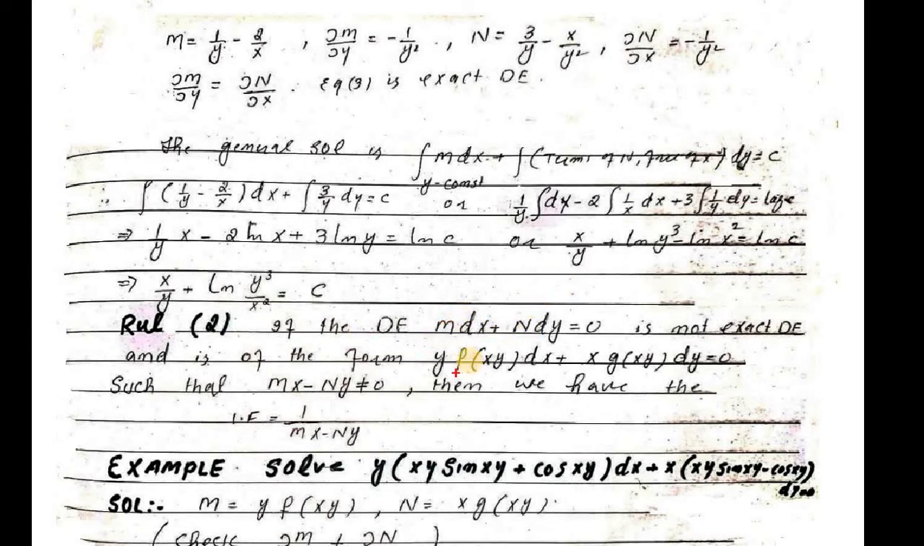If the differential equation is in this form, we will have a function f of xy into y dx plus a function g of xy into x dy equal to 0. Whenever we have our differential equation of this form, such that mx minus ny is not equal to 0 and the differential equation is non-exact, then to find the integrating factor we will take this formula. Integrating factor is equal to 1 over mx minus ny. This will be the integrating factor.